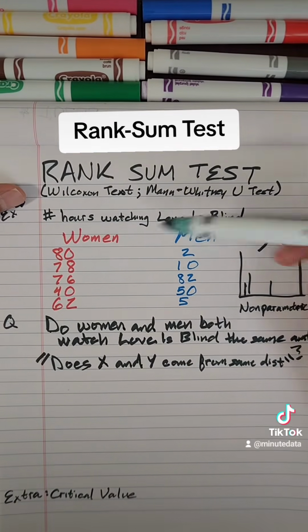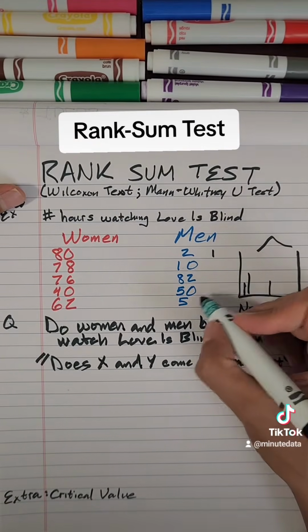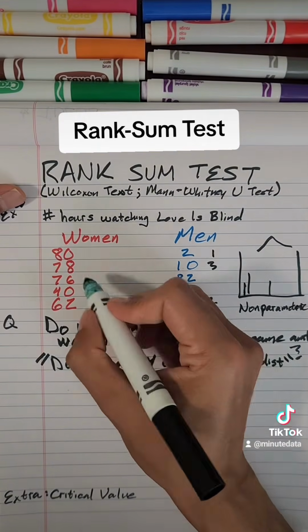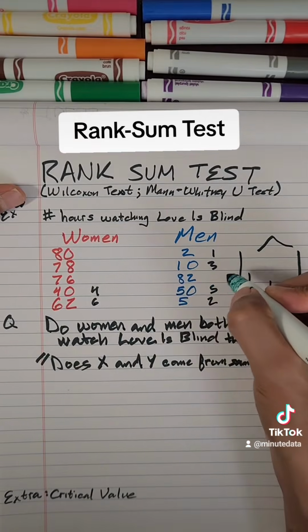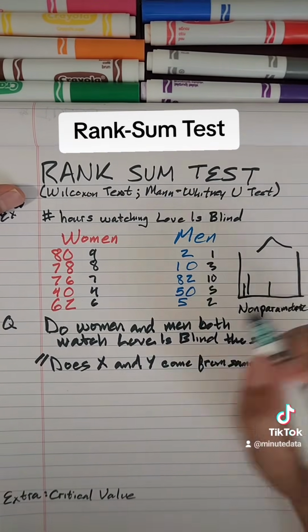First we rank all the values. Here, the smallest value is 2, so that's a 1. The next smallest value is 5, we'll rank it 2. So let's keep on ranking. 3, 4, 5, 6, 7, 8, 9, 10.